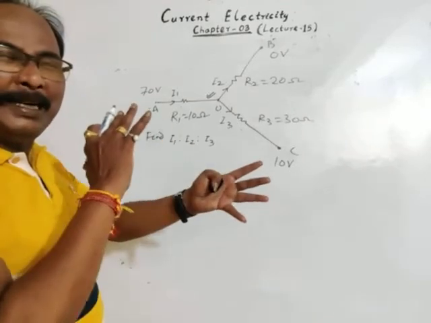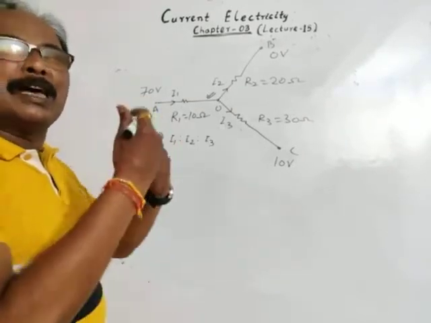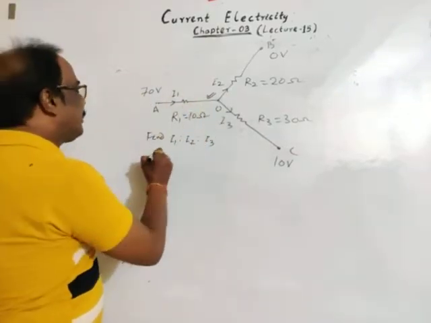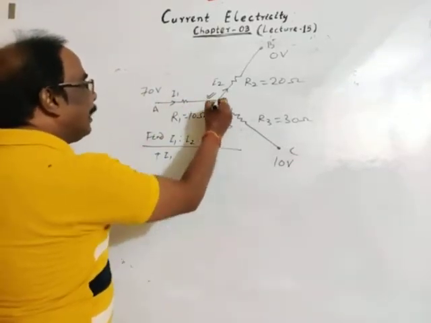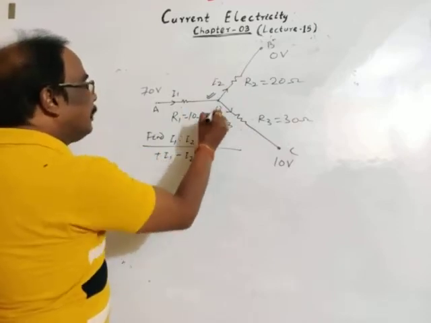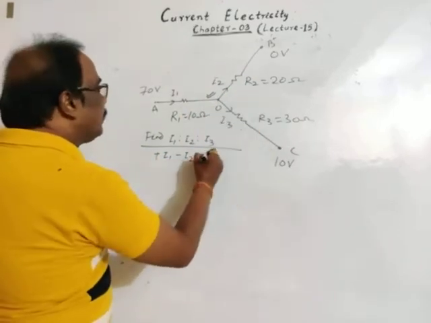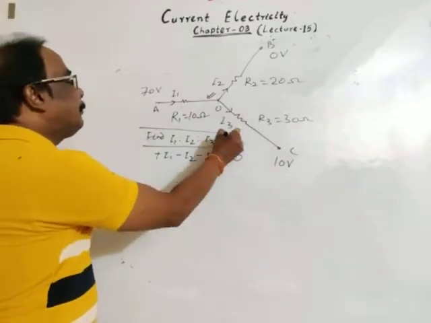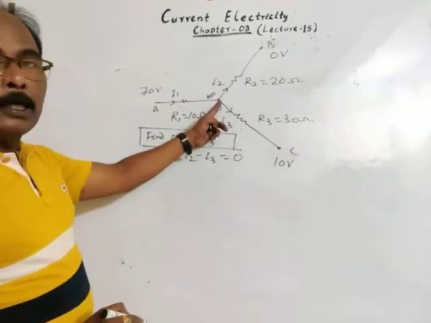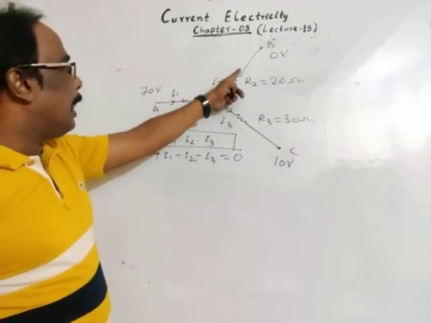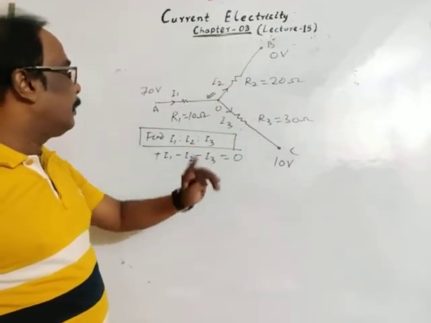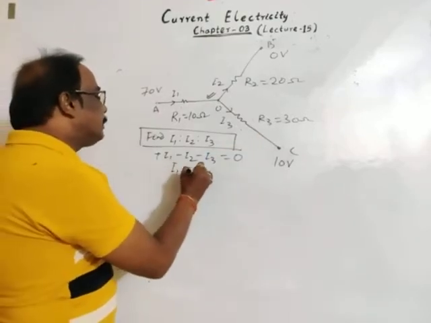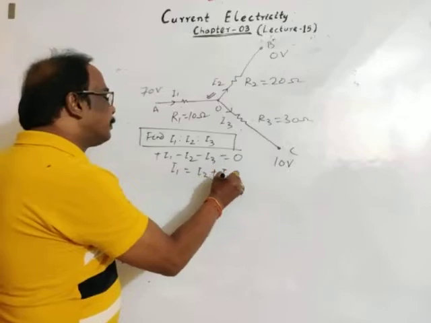Sum of currents meeting at a junction is 0. So incoming current I1, outgoing current minus I2, outgoing current minus I3 is equal to 0. Okay. It is required to calculate from junction O, incoming current I1, outgoing current I2, outgoing current I3. Then sum of currents is 0, means I1 is equal to I2 plus I3.